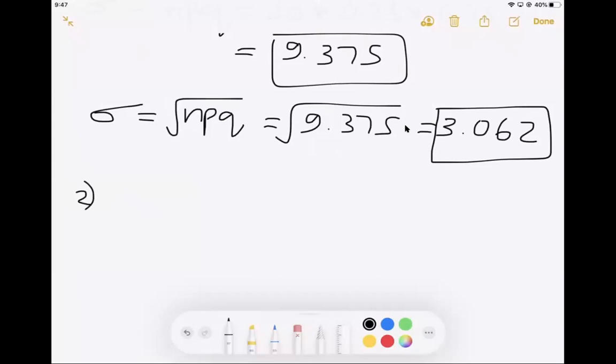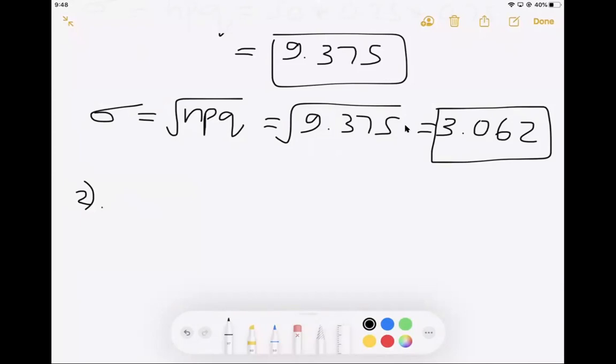Then what is the second question? It asks, would it be unusual for a student to pass the exam by guessing? Assume a passing grade is 60%. That means 30 correct out of 50. So we want to find, would it be unusual for a student to pass the exam by guessing? So assume the passing grade is 30 correct out of 50.